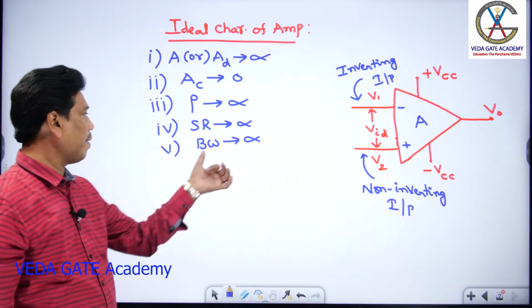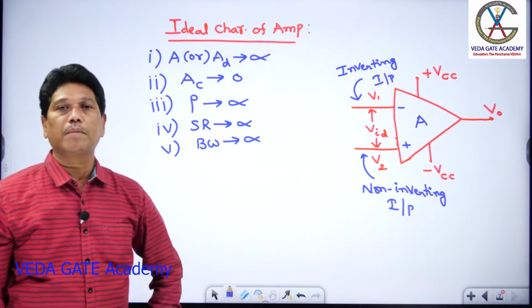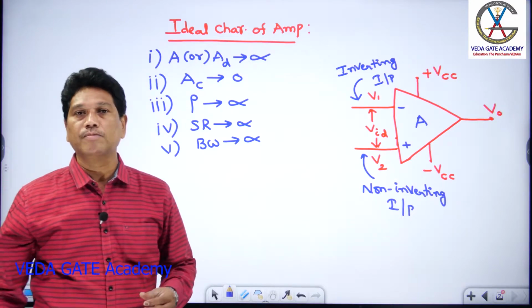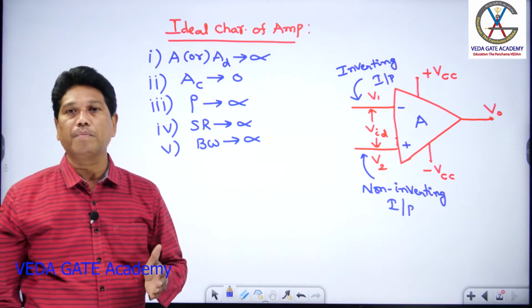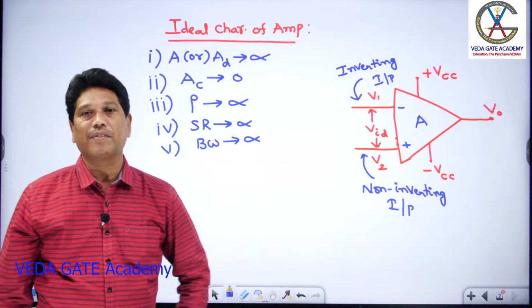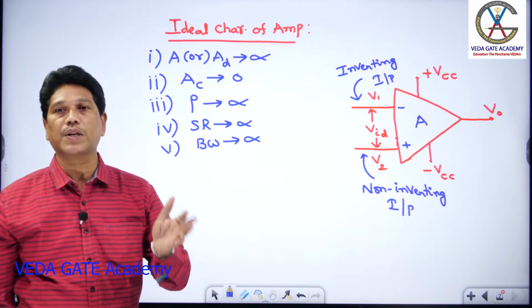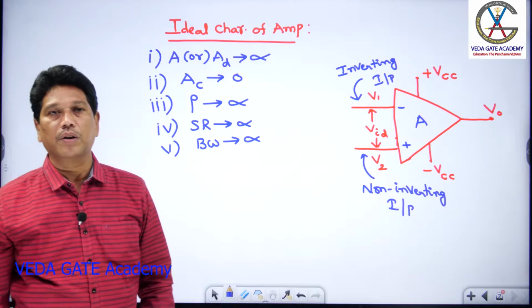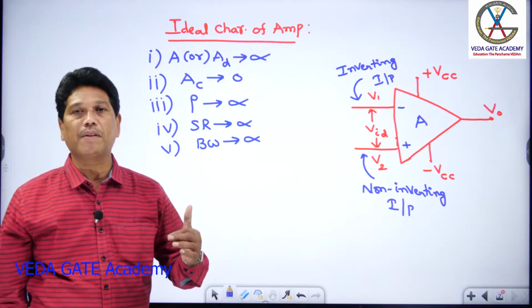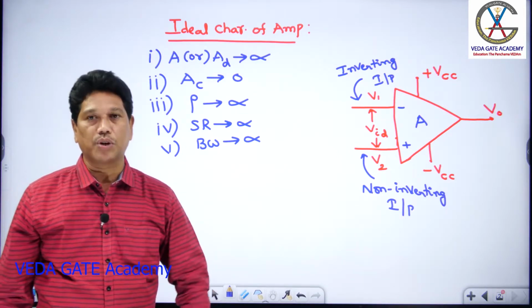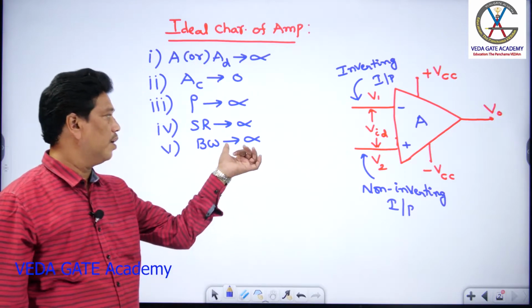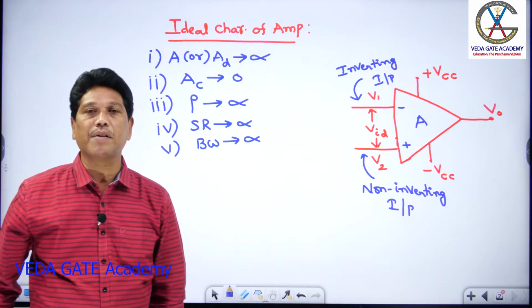For ideal condition, bandwidth is infinite. What does infinite bandwidth mean? In the case of an op amp, we can get good amplification for a signal of any frequency. It can amplify a signal of any frequency faithfully without any distortion. But in the practical case, bandwidth is just a high value, not infinite.